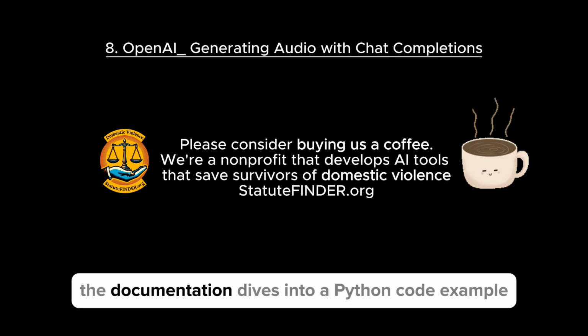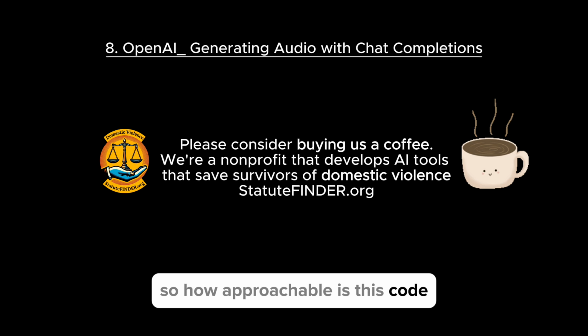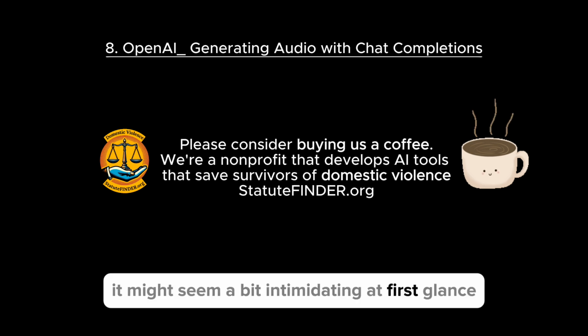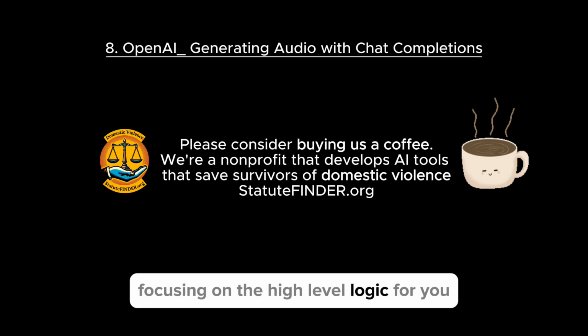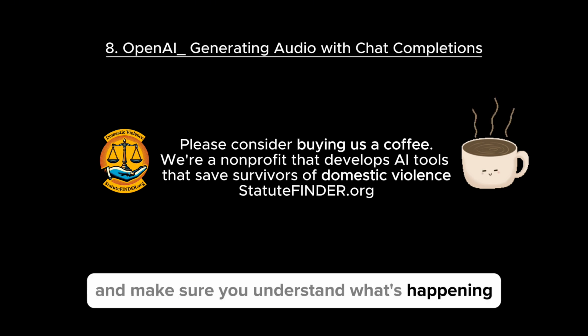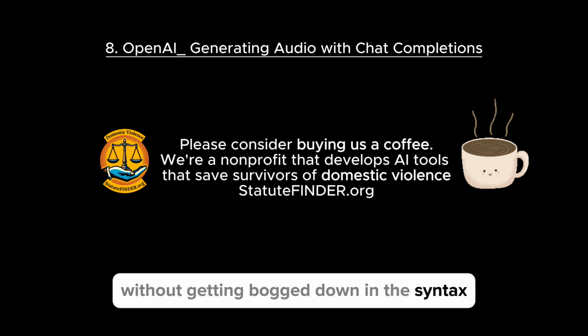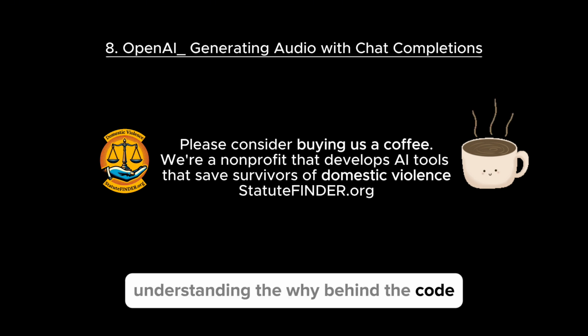All right. We're definitely getting the why audio is important, but let's get into the how. The documentation dives into a Python code example to show you how it's done. Now, I know you're aiming this at Python beginners. So how approachable is this code? It might seem a bit intimidating at first glance, but we're going to break it down step by step, focusing on the high-level logic for you. We'll explain the core concepts and make sure you understand what's happening without getting bogged down in the syntax. Awesome. I think that's key for new programmers, understanding the why behind the code, not just the what.